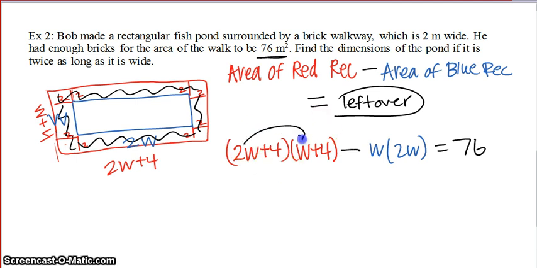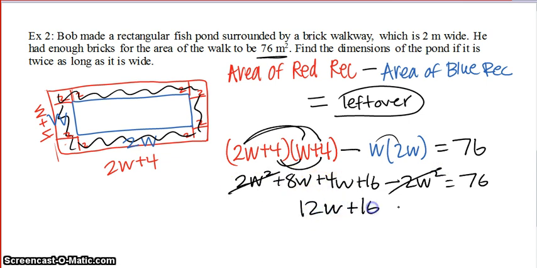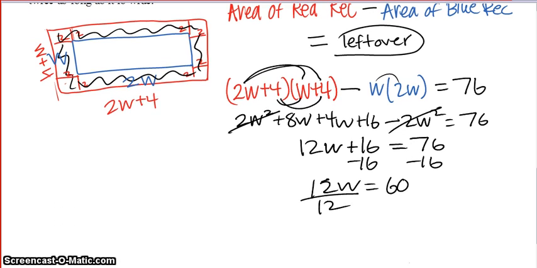So again, FOIL, so that's going to be 2W squared, plus 8W plus 4W plus 16, minus, and then that's just going to be 2W squared, equals 76. Lucky for us, those cancel out. We can combine those to be 12W plus 16 equals 76. Subtract the 16, so that gives us 12W equals 60. And so divide by 12, which gives us W equals 5.